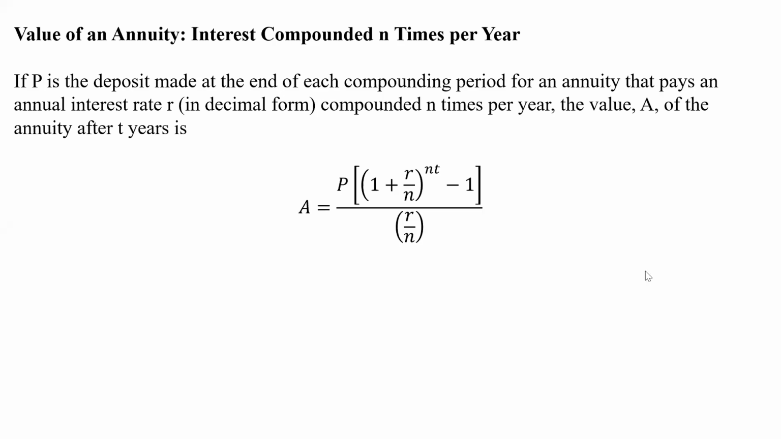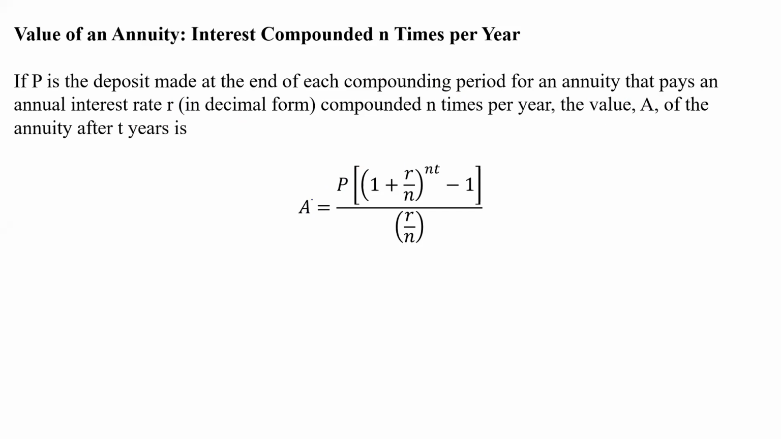All right, so here we have the value of an annuity, and this is going to be interest compounded n times per year. So it could be twice a year, 4 times a year, every month, so it'll be 12 times a year. Again, we're going to deposit some value P at the end of each compounding period, whatever the period is, for an annuity that pays an interest rate R, in decimal form, compounded n times per year. And our future value A after T years is going to be given by this equation.